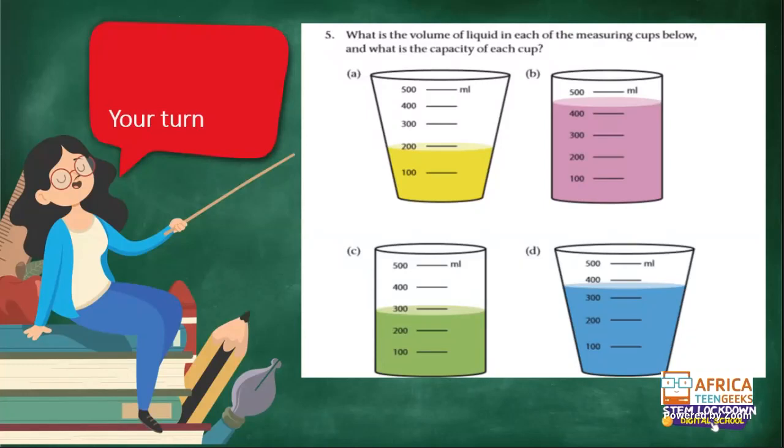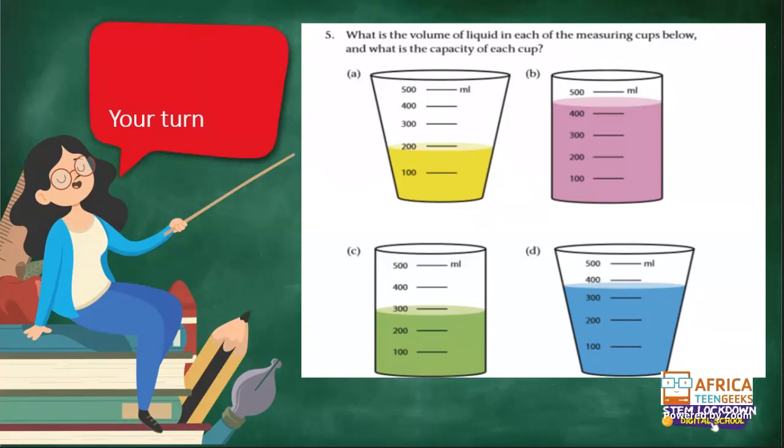Okay, looking at B. What is the volume and what is the capacity of cup B? That's right, 420, and the capacity is 500. Correct one is 420. I told you between 410 and 420, it is 420. Right, capacity is 500.